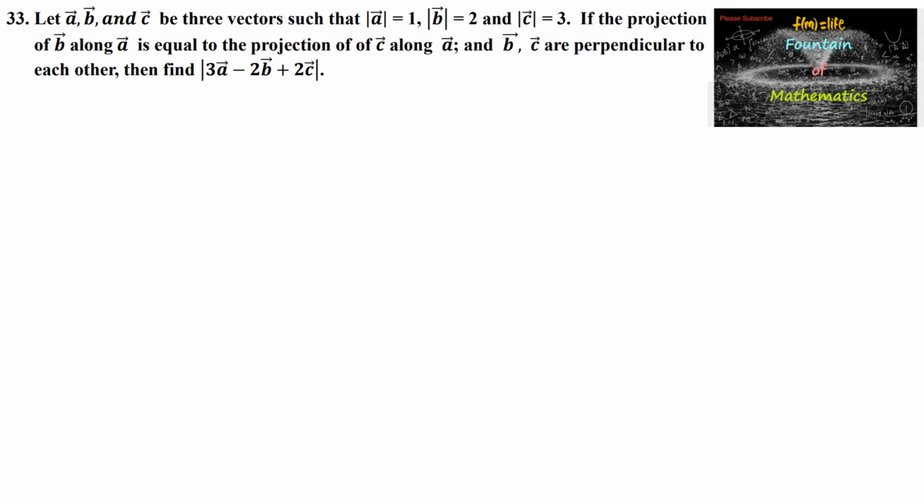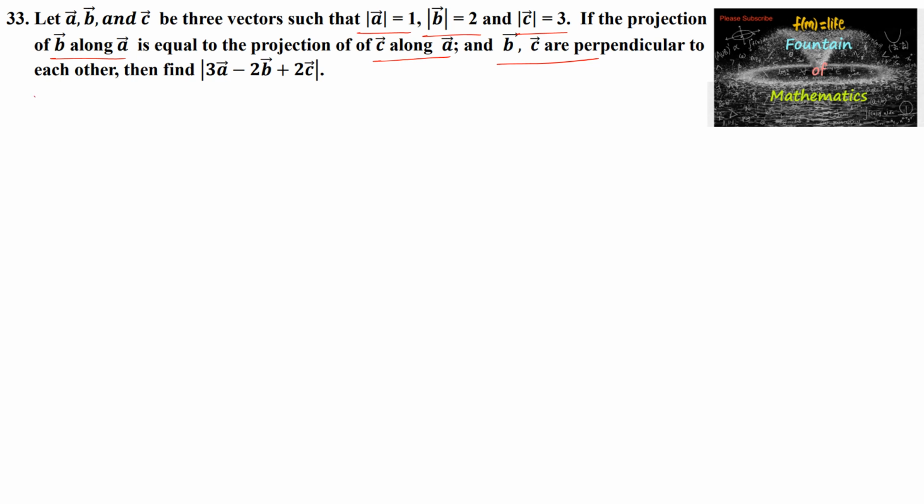Let A, B and C be three vectors such that mod A is equal to 1 and mod B is equal to 2 and mod C is equal to 3. If the projection of B along A is equal to the projection of C along A, and B and C are perpendicular, then find the value of mod of 3A minus 2B plus 2C.